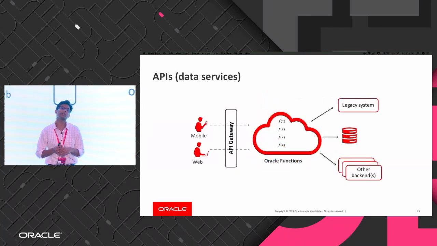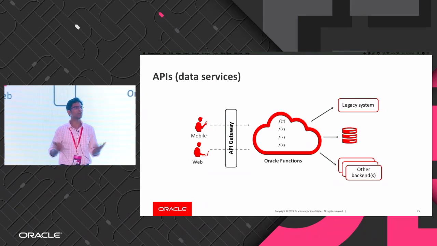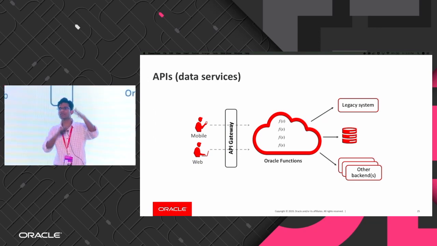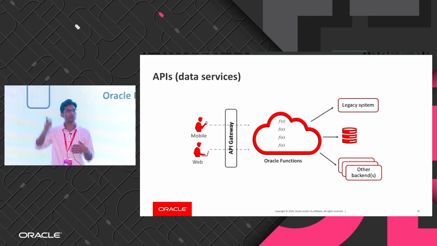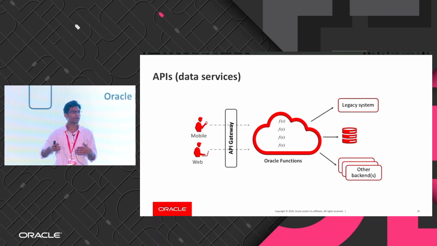Now, you can club together a bunch of functions to build what I call serverless APIs or data services for other systems. Now, these systems could be, say, a legacy service where your serverless APIs can act as a proxy. Or in more bread and butter use cases, you can use these APIs as a backend for mobile and web apps.